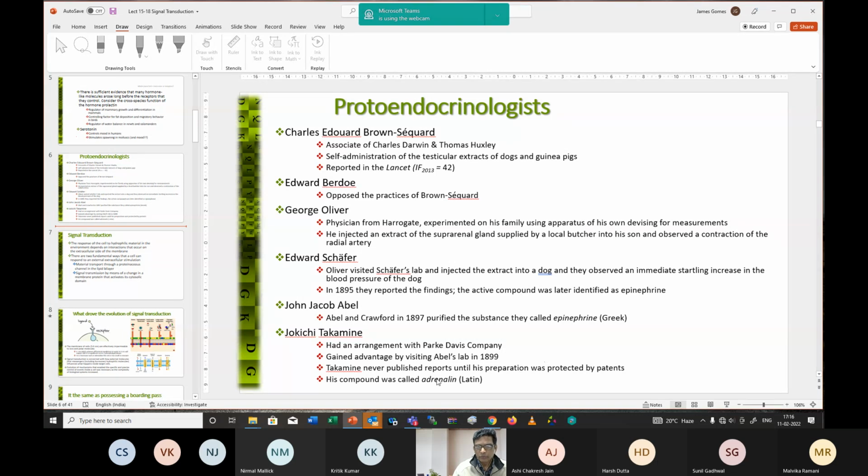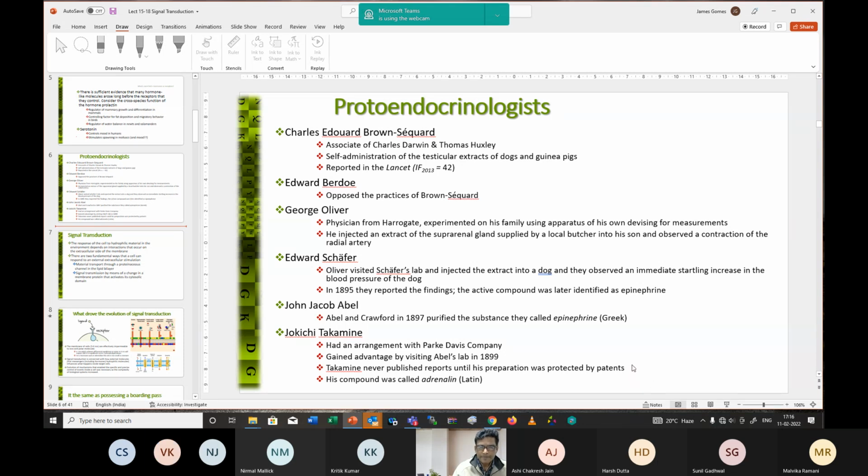then he did not report or publish any results. He just went straight for protection by patents. And then he called his compound adrenaline, which is the Latin of that same thing. And obviously there was a slight difference between this and this, because epinephrine as produced by Abel and Crawford had some problems, which were later rectified. But before all of that happened, this person had beaten them to the draw, and he had produced adrenaline and made a huge amount.